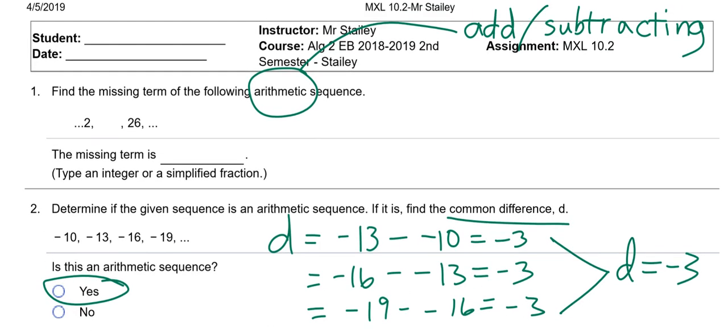Now, question 1 asks about an arithmetic sequence, or a missing term, I should say. A missing term is going to be found by understanding that you are adding that common difference not just once, but twice. So we're starting with the 2, and we're adding the common difference twice to get 26.